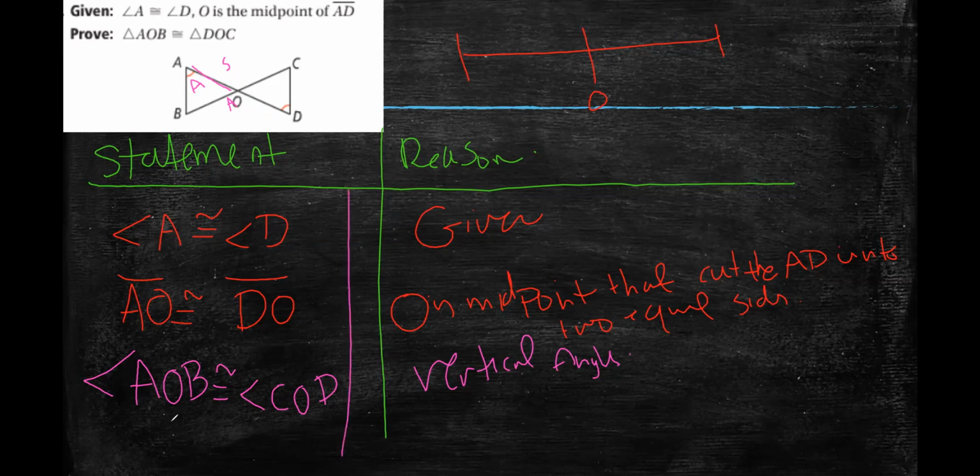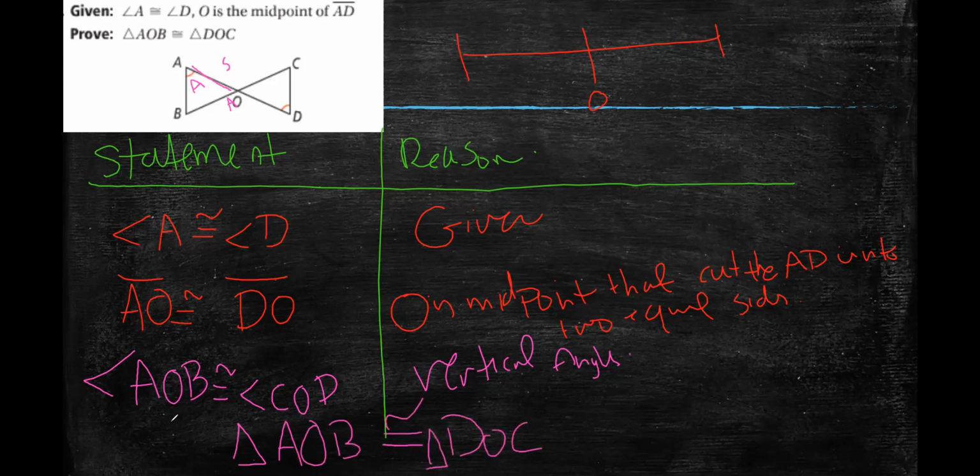So because of that, I will say that triangle AOB is congruent with triangle DOC by ASA. That means I have two angles with an included side. Thank you.